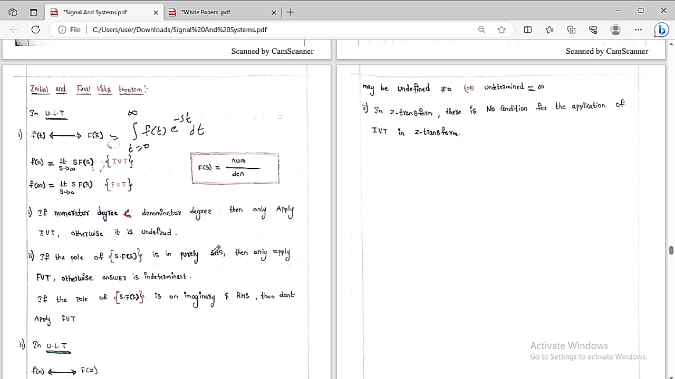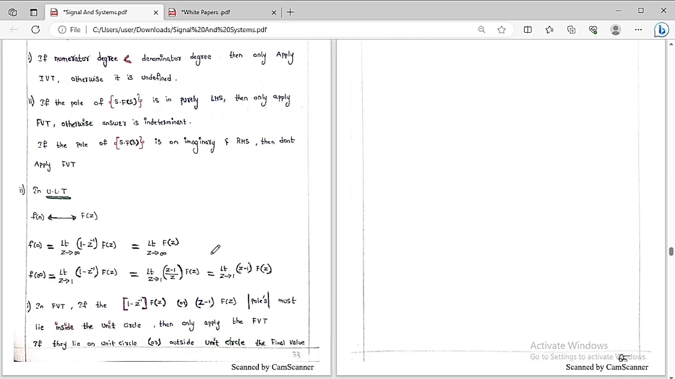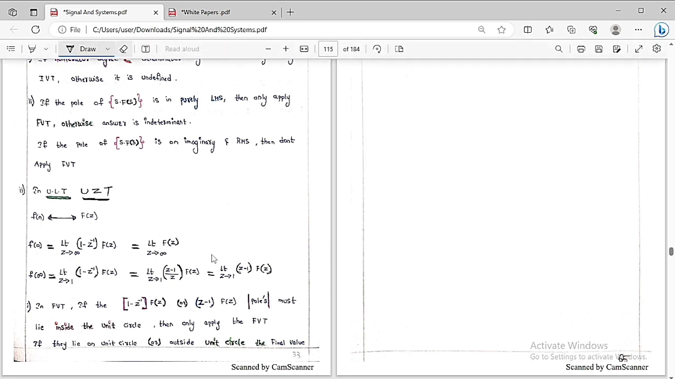Now the same concept we are going to apply for the unilateral Z transform. Here you should write UZT, not ULT. So UZT, unilateral Z transform. So what is the formula for f of n if you apply the unilateral Z transform? Sigma n equal to 0 to infinity f of n into z to the power of minus n.